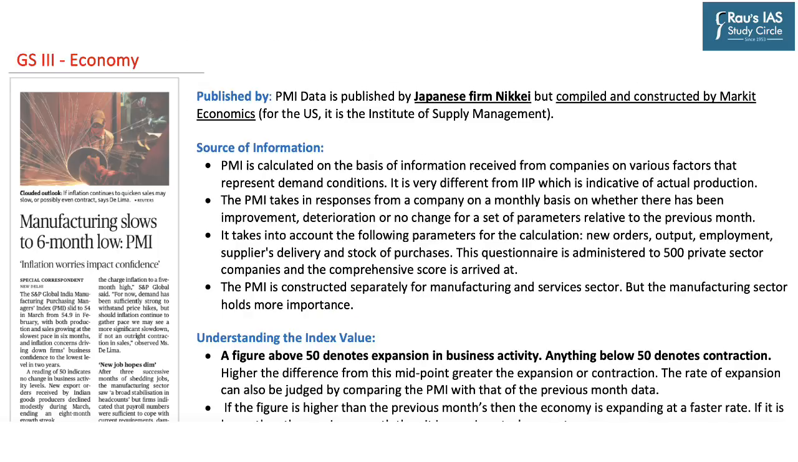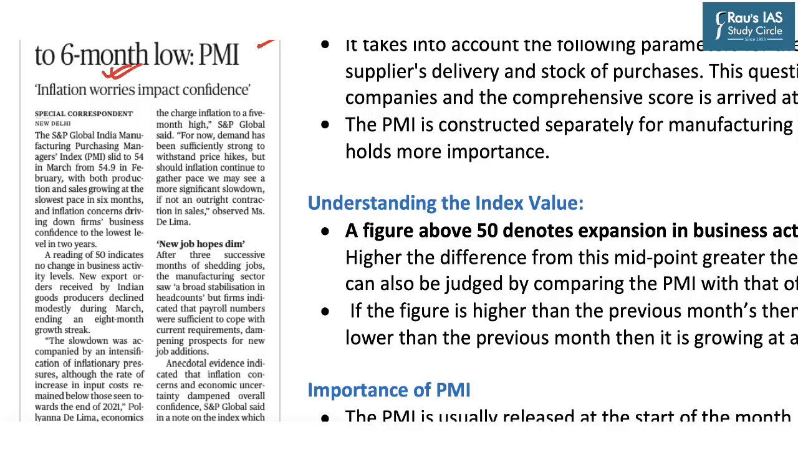Now moving to the last news for today's discussion, appearing on page number 14 in the economy section, it says manufacturing slows to 6-month low according to PMI. Now PMI is Purchasing Managers Index. So the news says that the S&P Global India Manufacturing Purchasing Managers Index slid to 54 in March from 54.9 in February. So we understand that this index is released monthly.